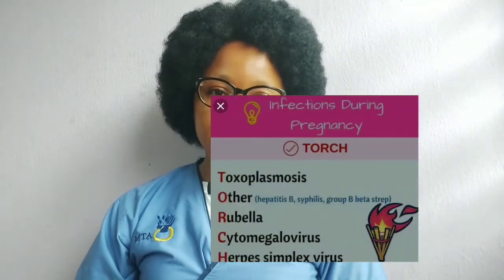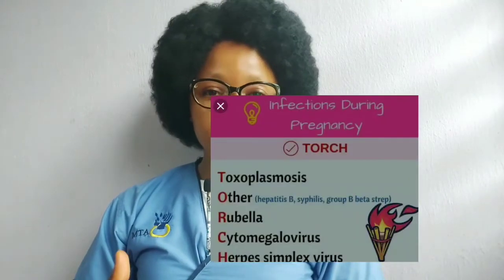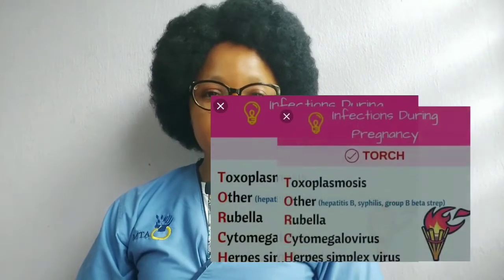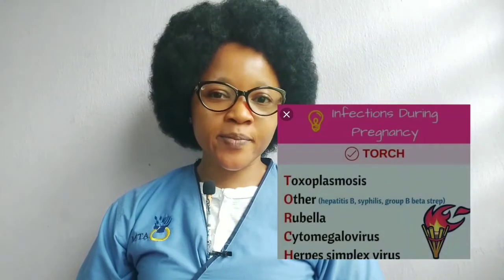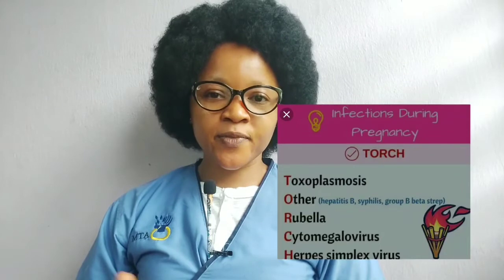TORCH is an acronym that stands for Toxoplasmosis, Other infections like Varicella Zoster virus, Syphilis, and Parvovirus B19, Rubella, Cytomegalovirus, and Herpes Simplex virus. TORCH infections are diseases caused by different germs, and they are common in pregnancy. These germs can either be virus, bacteria, or protozoa.